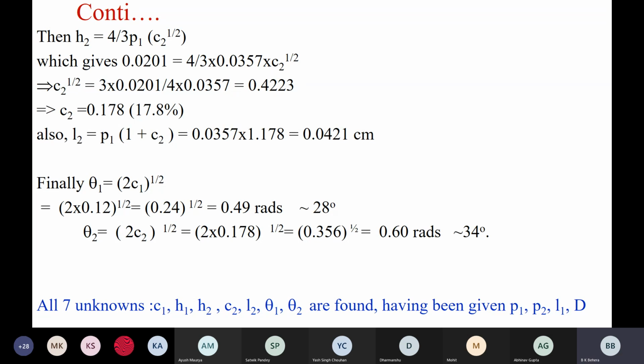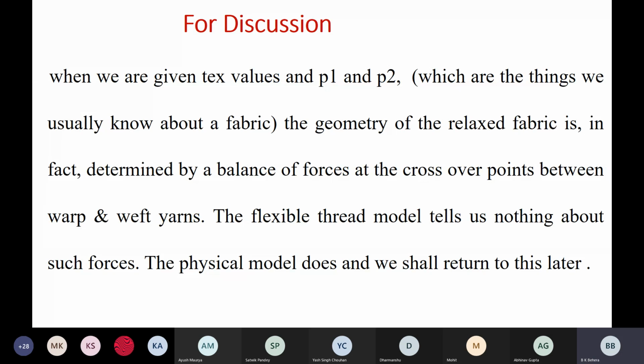I'll give you some more examples in tutorial class, 3-4 more examples in every tutorial class, so that you will be in a position to calculate all these parameters. Okay, and I will just give you one interpretation. See, when you are given tex value and warp spacing, weft spacing, P1, P2, which are the things we usually know about a fabric. Whenever you will be asked to make a fabric in weaving production, normally these things are given.